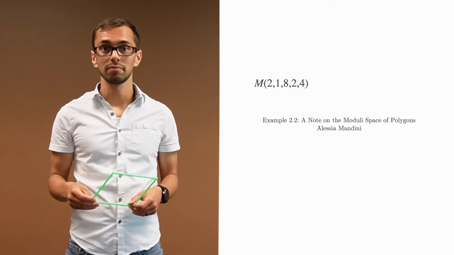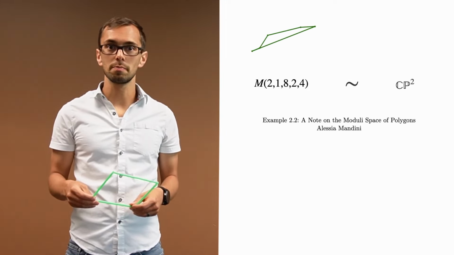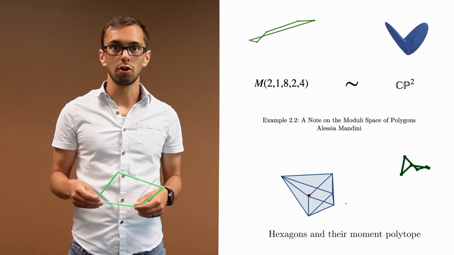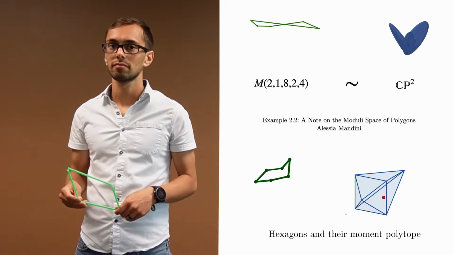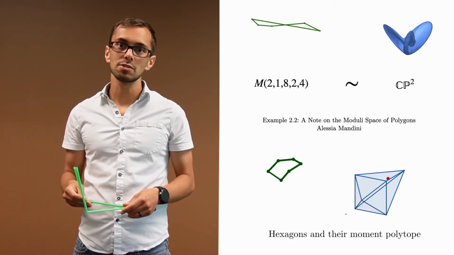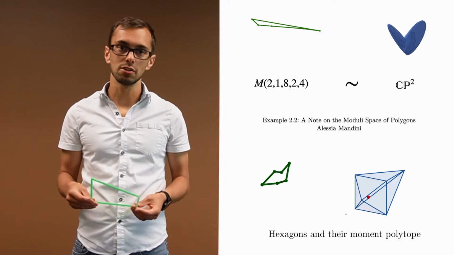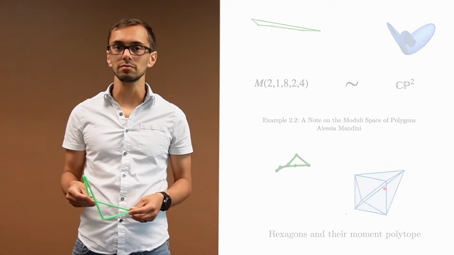There's much more that can be said about spatial polygons, which could easily fill a series of lectures. For instance, it's possible to build a similar moduli space for polygons with more sides, or when the side lengths aren't all equal. However, the geometry gets more complicated as we increase the number of sides, so we won't discuss those spaces in this video.